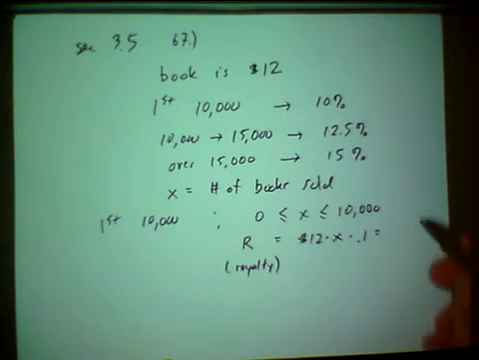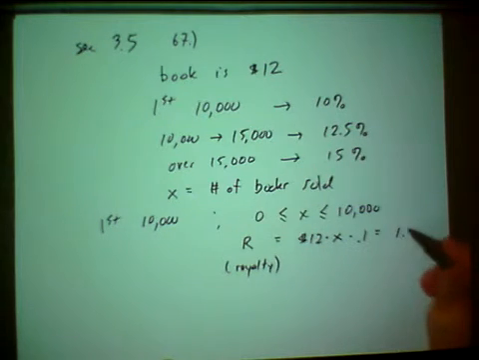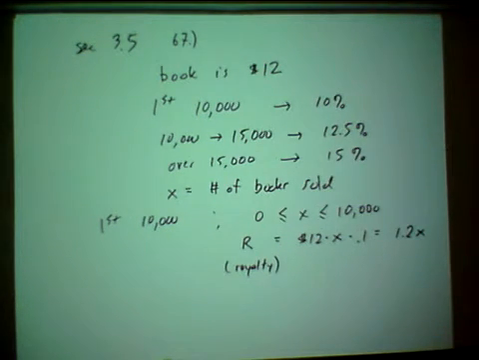So when I multiply this together, I have an equation 1.2x. So if the number of books sold is between 0 and 10,000, you enter that number in for x, and that's how much money he makes. So for instance, just for fun, if they sold 5,000 books, 5,000 times 1.2, he would make $6,000. All right, so that's the first level.